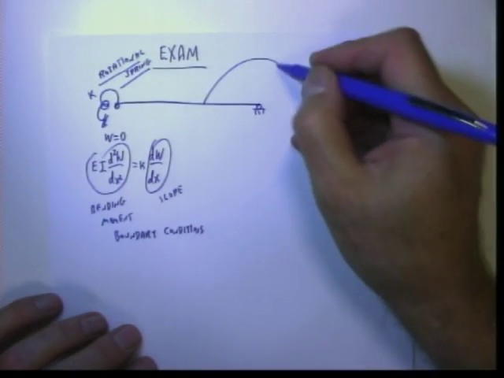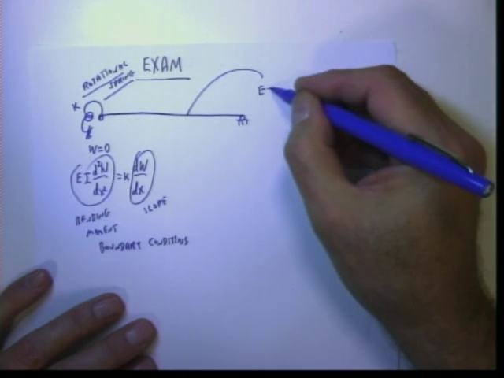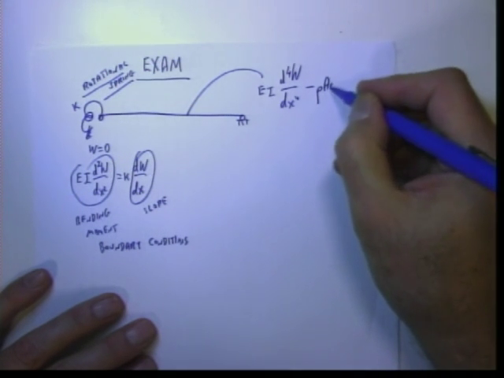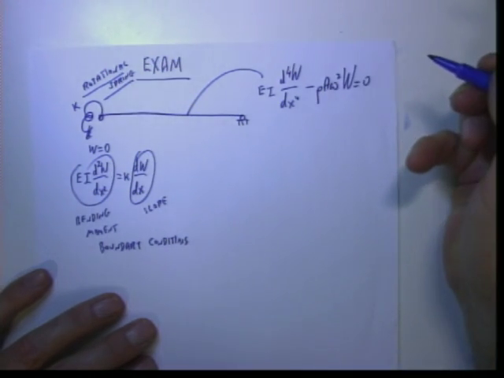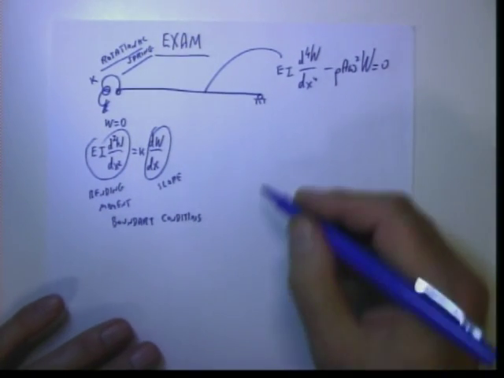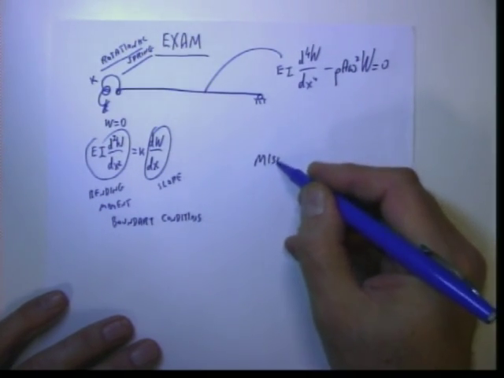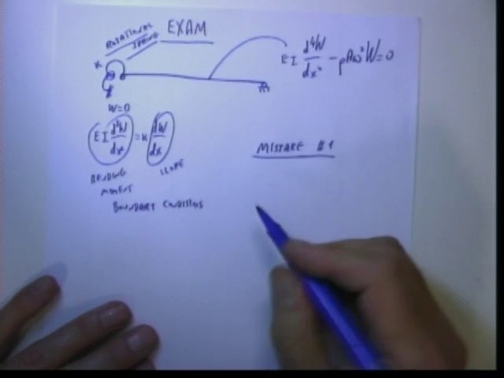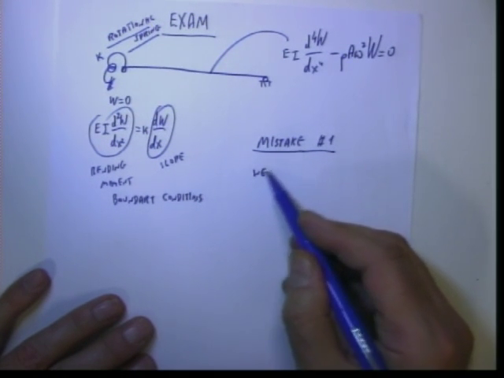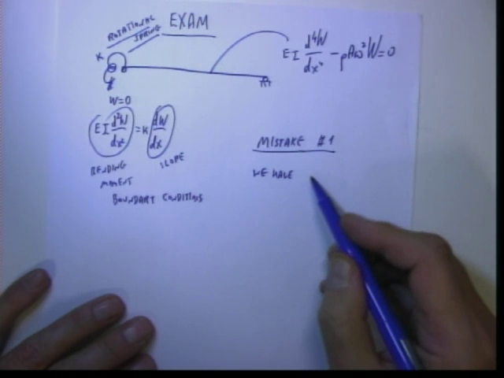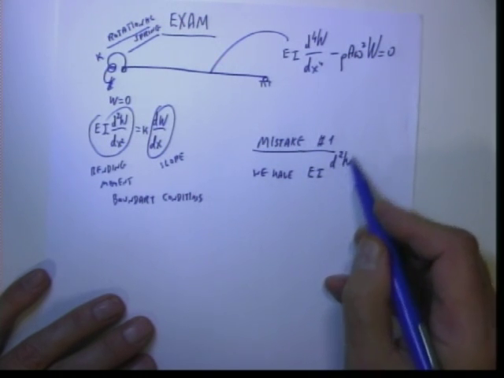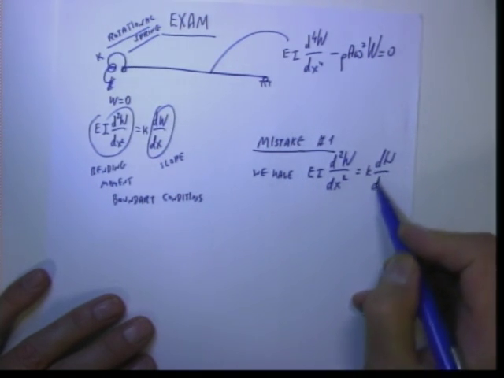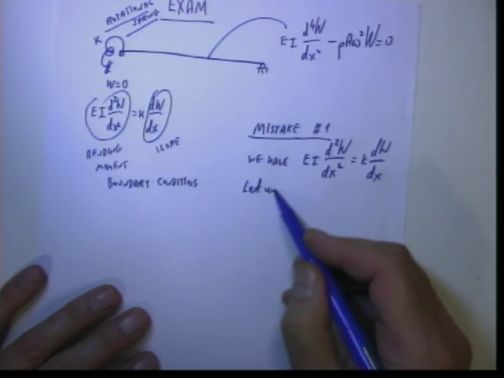Okay? So the governing differential equation naturally is EI d4W/dx4 minus rho A omega squared W equals 0. Now, some people did as follows. Okay, mistake. Let me write down the mistake. Mistake number one. One student said, we have EI d2W/dx squared equals k dW/dx. Let us differentiate.